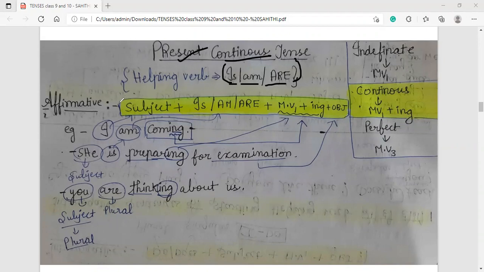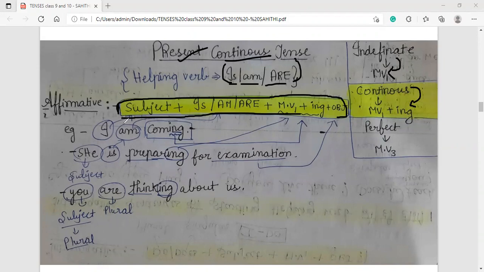Now affirmative, see: subject plus is or am or are plus main form of verb plus ing plus object. Why ing again? As we taught, for indefinite tense that would be the first form of verb. For continuous tense there would be the first form of verb plus ing form. Remember, no verb forms, so just add that. Subject plus helping verb plus verb form and plus what?